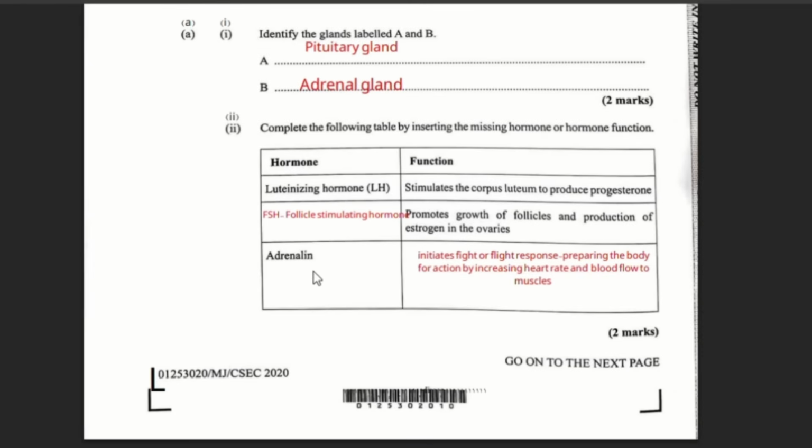And then adrenaline is the hormone that would initiate the fight or flight response in the body, just overall preparing the body for action, and it increases the heart rate and the blood flow to the muscles. For example, if somebody realizes they're in danger, or maybe they're getting attacked, adrenaline would be released. That would initiate that fight or flight response within the body and bring up your heart rate and send more blood flow to the muscles.